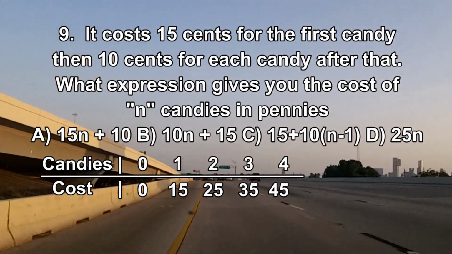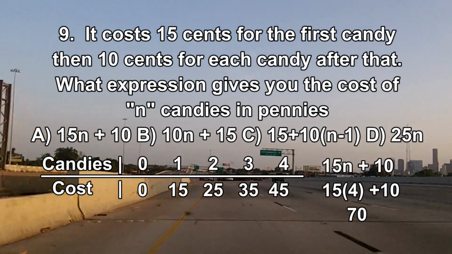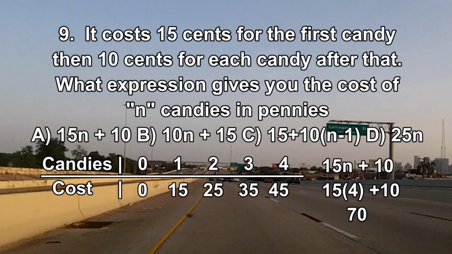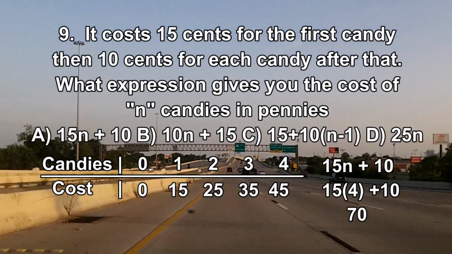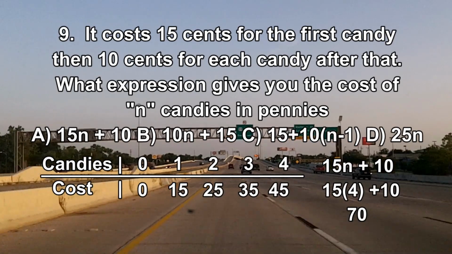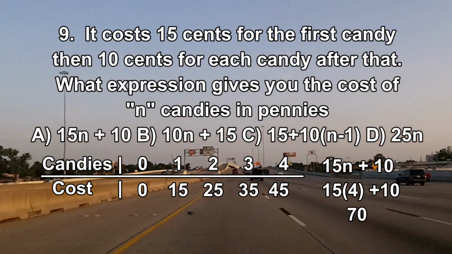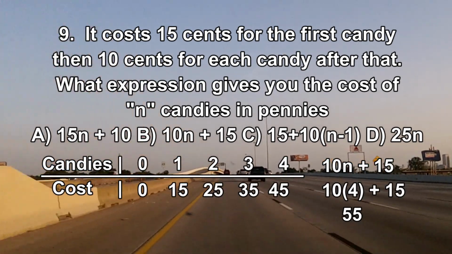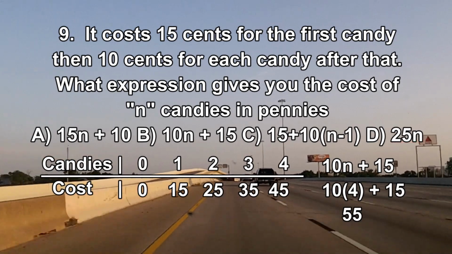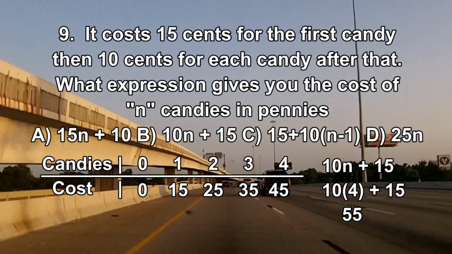Now we'll take the value of 4 candies, which is 45 cents, and see what expression they work in. If we were to take choice A, 15n plus 10, and replace n with 4, we would get 70 cents, not 45. So choice A is incorrect. If we were to take choice B, 10n plus 15, and replace n with 4, 10 times 4 plus 15 would be 55. So choice B is also incorrect.